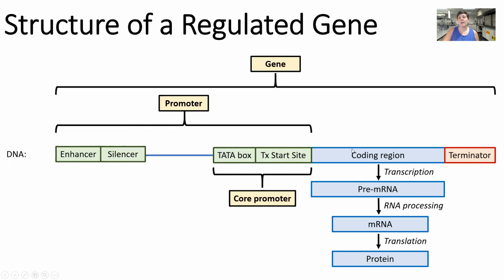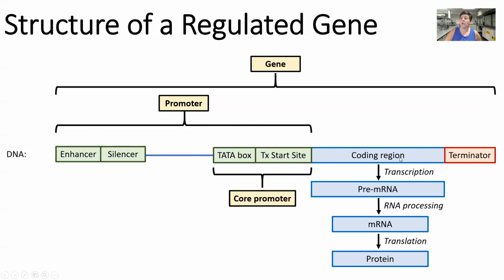And then right adjacent to the coding region of a gene, there is also the core promoter, which is composed of the TATA box and the transcriptional start site. We'll talk about what each of these do. So that's the promoter: the core promoter and this regulatory region, which has an enhancer and a silencer. The coding region is the portion of the DNA, the nucleotides that are used as a template for the mRNA.